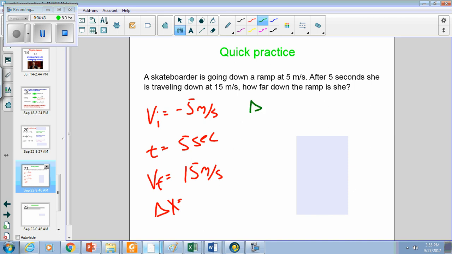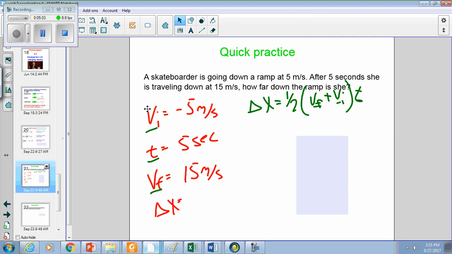So delta x equals 1/2 velocity final plus velocity initial over time. Why am I picking that equation? Because I have all these variables. I have velocity final. I have velocity initial. I have time. So I have everything in here that I could use to solve for delta x.